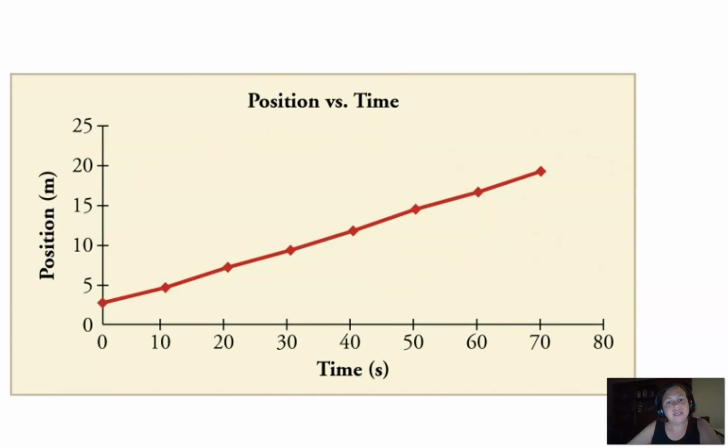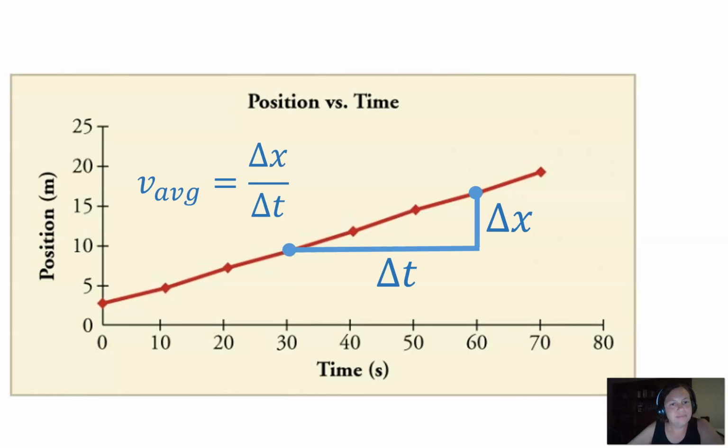For a position versus time graph, the slope has physical meaning. Position is now on the y-axis and time is on the x-axis. In this example, displacement is steadily increasing. The slope is the change in position divided by the change in time. That's our average velocity formula. Again, this makes sense in terms of units. On the y-axis, we have meters, and on the x-axis, we have seconds. So that gives us units of meters over seconds.